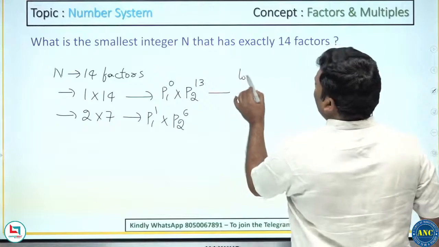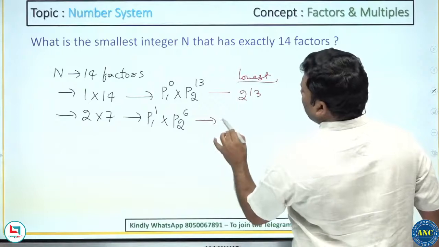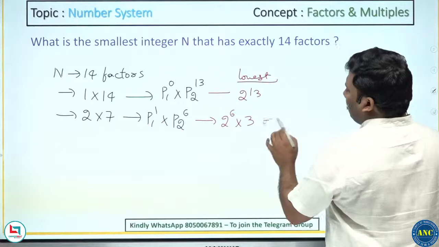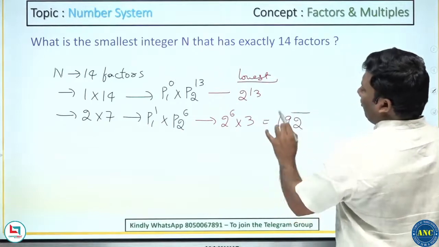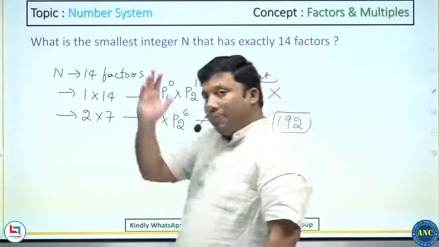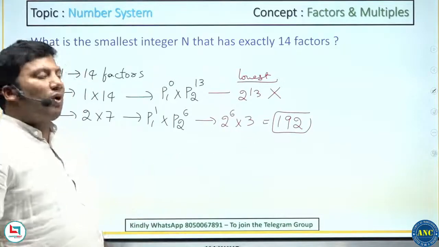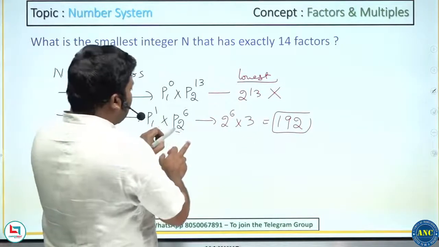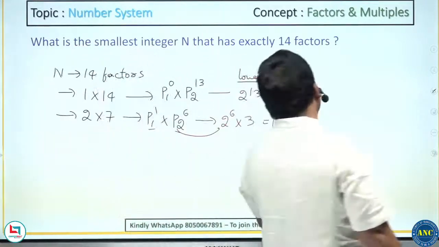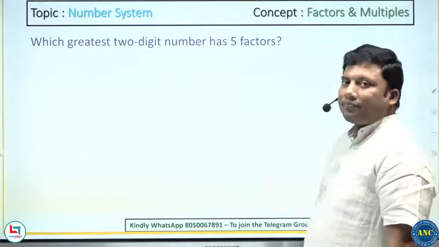Here the lowest will be 2 power 13. Here the lowest means to the highest power we have to give the lowest prime. 2 power 6 into 3, 64 into 3. What will be the answer? 192. This cannot be lowest because 2 power 13 is a 4-digit number, but there is a smaller 3-digit number. To the highest power, I gave the lowest prime number, and the next lowest prime number is 3. 2 power 6 into 3. Answer is 192. Next one.